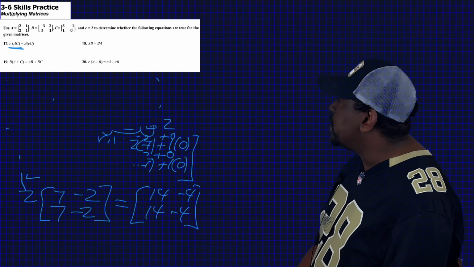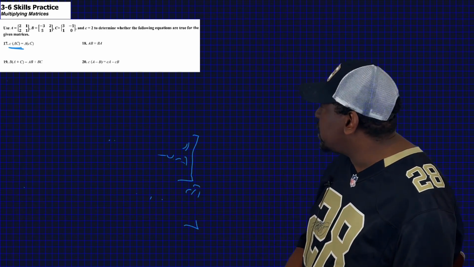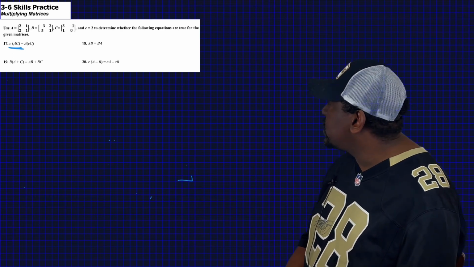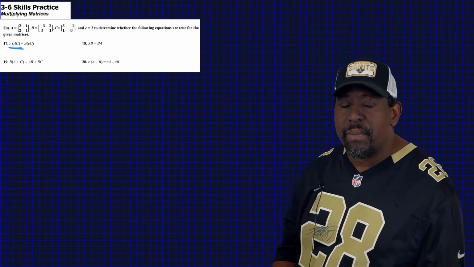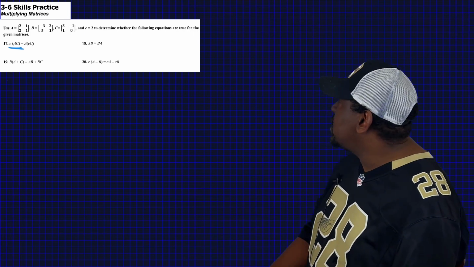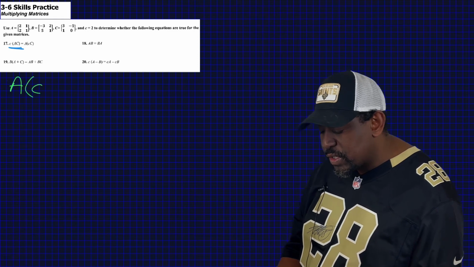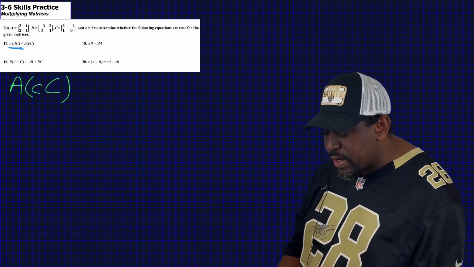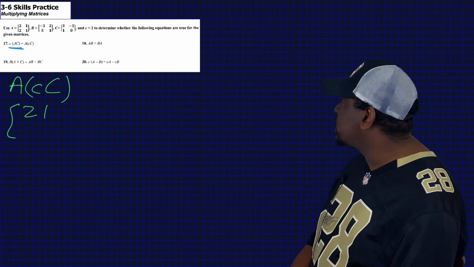That's why the NOLA MATHMAN underlines C times A times C, because 14, -4, and 14, -4 is equal to that. So now we have to take the problem on the right side of the equal sign, A times the scalar C times matrix C, and see if that's equal to that same matrix we just found on the left side. And if they're equal, then that means the equation is true. So the next thing we're going to do is find A times the scalar times C. We write that in green. I'm going to use a green pen to denote the difference between the two.